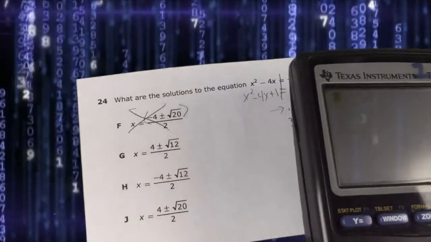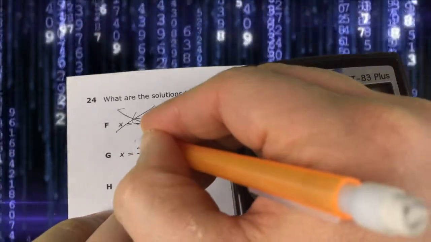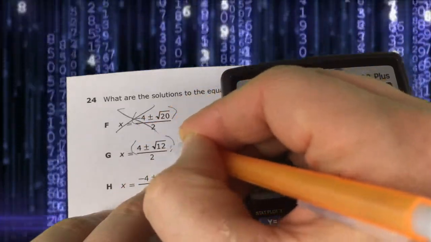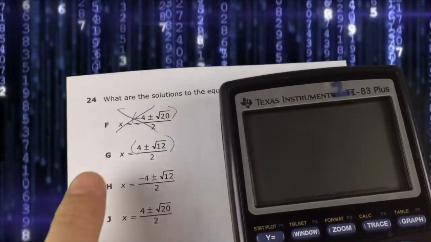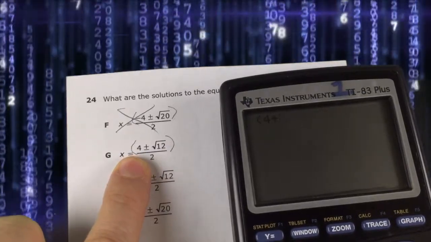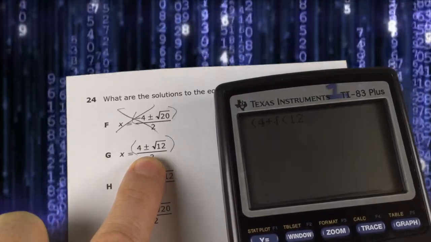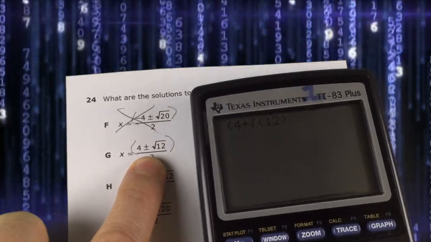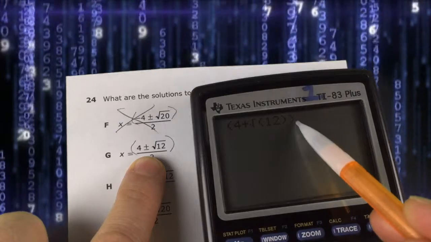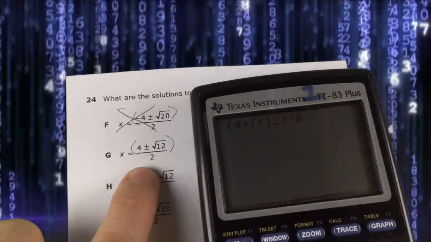Okay, we have x equals, and we're going to do the same thing, we're going to put the whole top in parentheses as so. So, I'm going to do parenthesis 4 plus, and then square root of 12, close my parenthesis, and then put another parenthesis, which is the bookend for this first one I did. Okay, now divide the whole thing by 2.